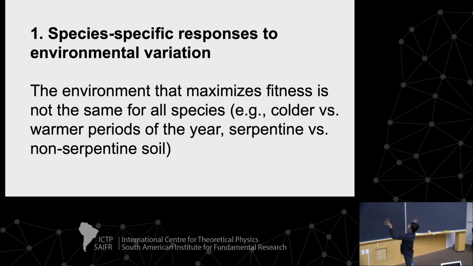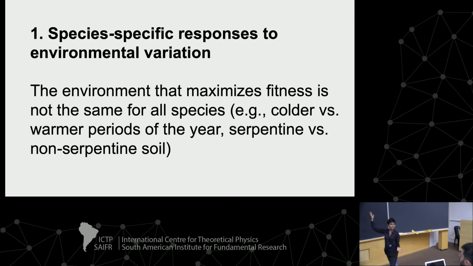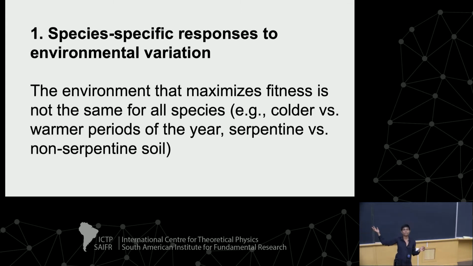So for example, colder versus warmer periods of the year. So some species maximize fitness during the colder parts of the year, some maximize fitness during the warmer part, so either cold adapted or warm adapted. Or you could be living in the serpentine versus non-serpentine soil. How many people know what serpentine soil is?